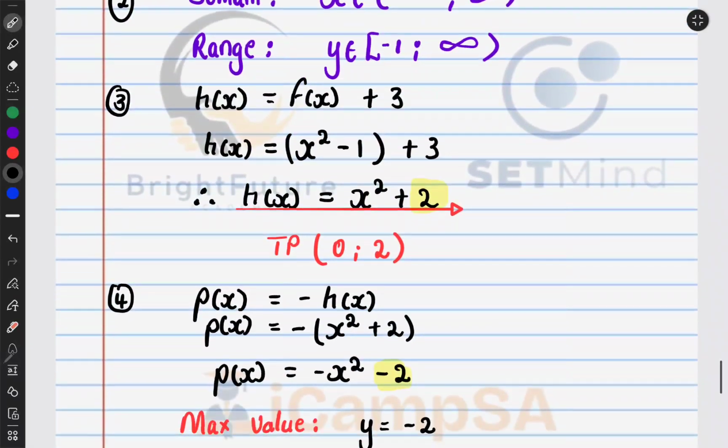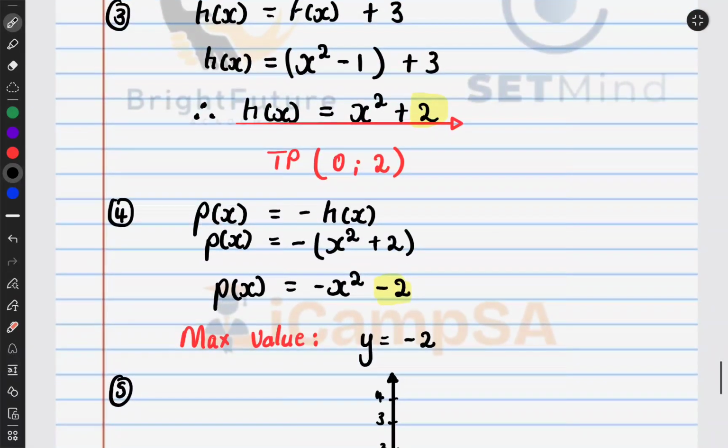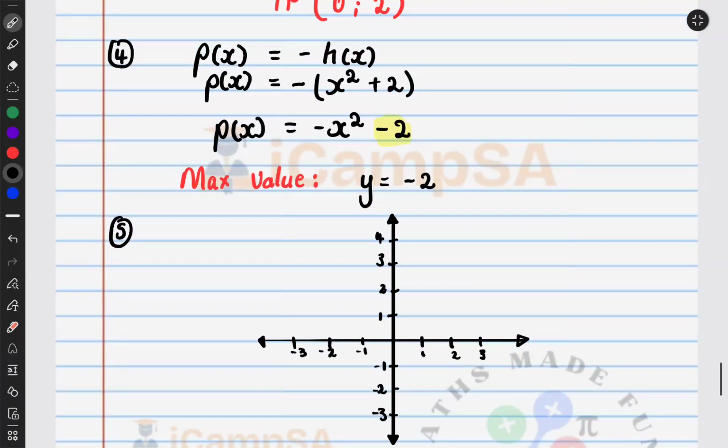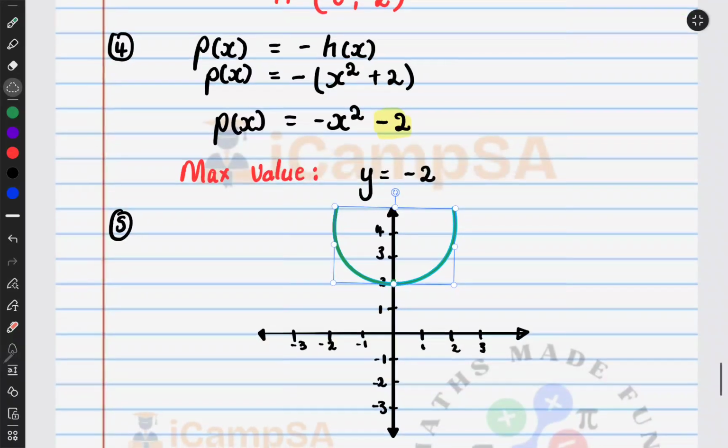The graph of h is that equation. First thing first, the coefficient of x squared is positive, so this graph is facing up, and the turning point is at 0 and 2. So the graph would be having a turning point here, and it is facing up. Therefore it doesn't have x-intercepts. Therefore this graph will look something like this. That is the graph of h.